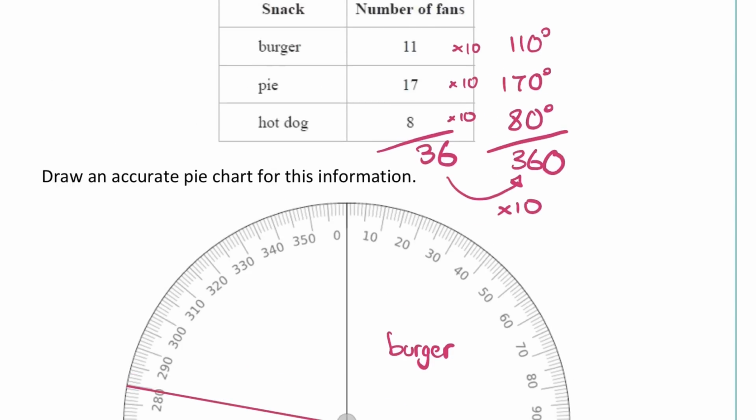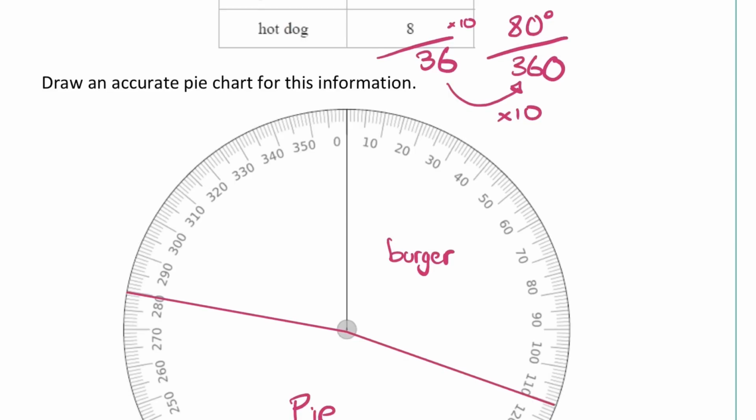And for the last one, we have a hot dog, and that's meant to be 80 degrees. It does go from 280 there up to 360, so I'm happy with that. My final piece is correct, so that is the hot dog.